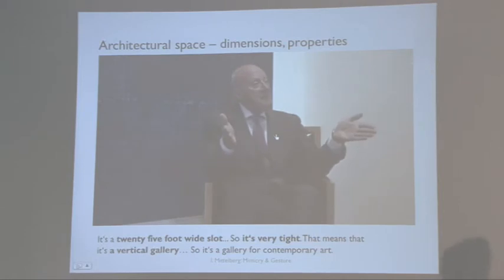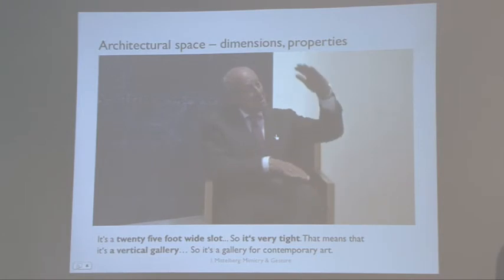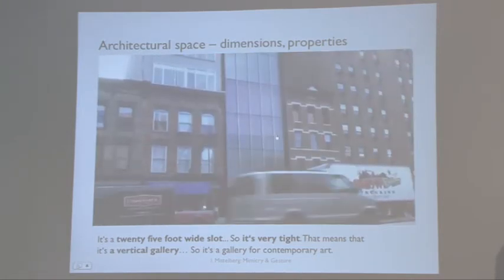It's a 25-foot wide slot, so it's very tight. That means that it's a vertical gallery. So it's a gallery for contemporary art, that's what he says. So, when he says wide like this, and it's a very tight slot, this is not a gesture for tight, right? But for him, this is a tight slot in relation to other buildings that he has built, right? So he's talking about some dimensions and how a person can talk about space like this, so it's interesting to see what he does there.